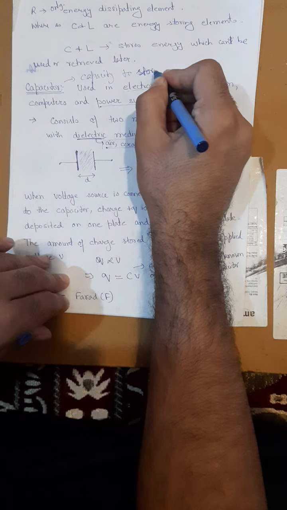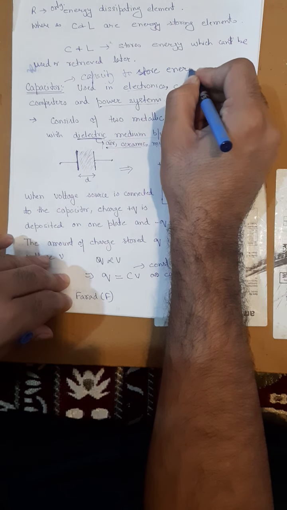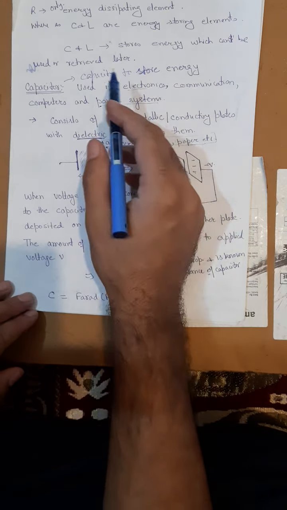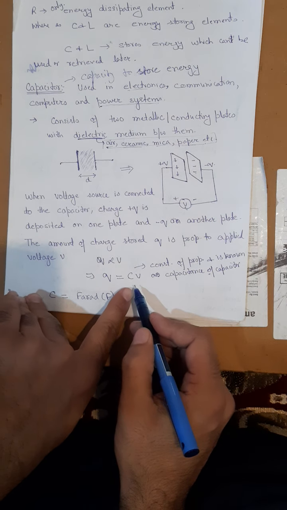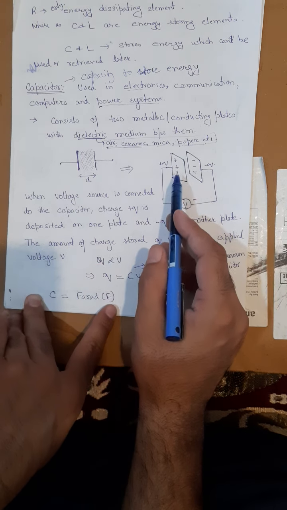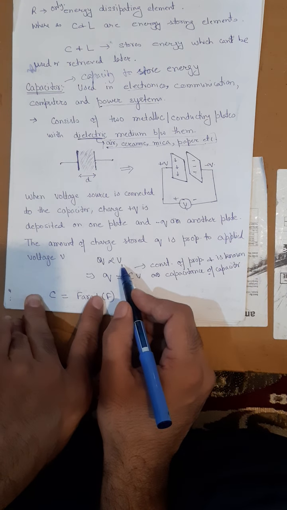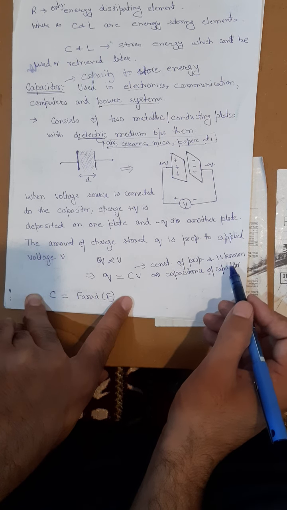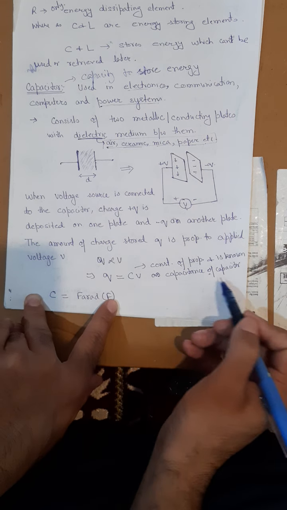Capacity to store energy. Capacitor simply means capacity to store energy. So I am saying the charge accumulated on a plate is directly proportional to the applied voltage. So I can write Q is equal to CV, where C is the constant of proportionality and is known as the capacitance of the capacitor.